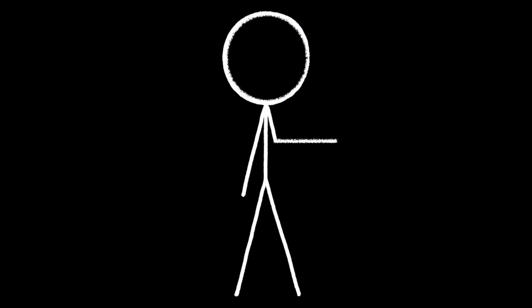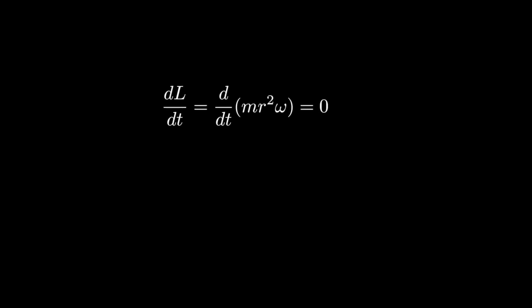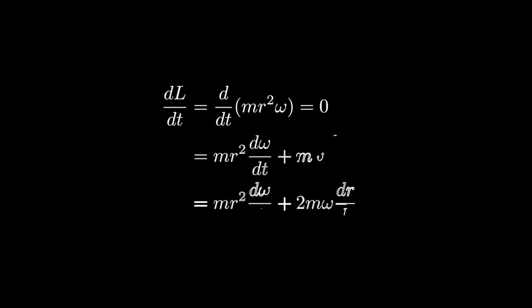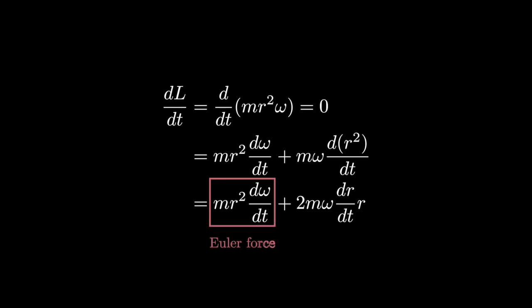So let's see. If r and omega depend on time, then we can actually get an expression for this derivative. Applying the product and chain rules, what we end up with is two separate torque components. The first torque component accounts for the acceleration of rotation, and the second is what we define as the torque due to the Coriolis force.